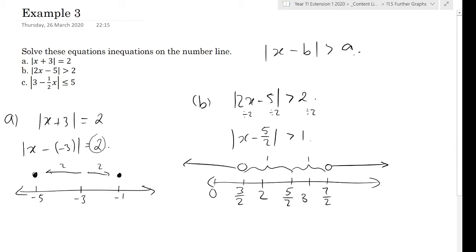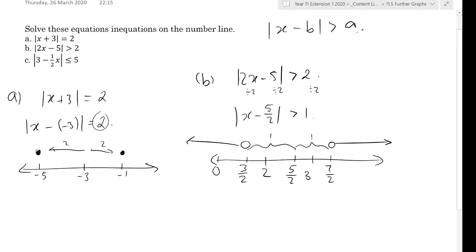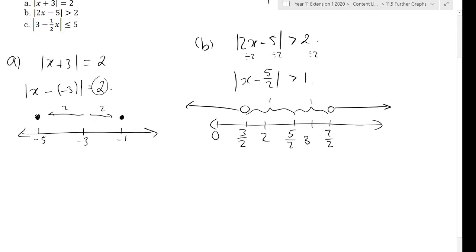So let's try the number 0. Is 0 more than 1 unit away from 5 on 2? Well, yes, it is. It's 5 on 2 units away, which is 2.5, so it's much bigger. So let's say you do that one, and that's how we're going to do ones like this.